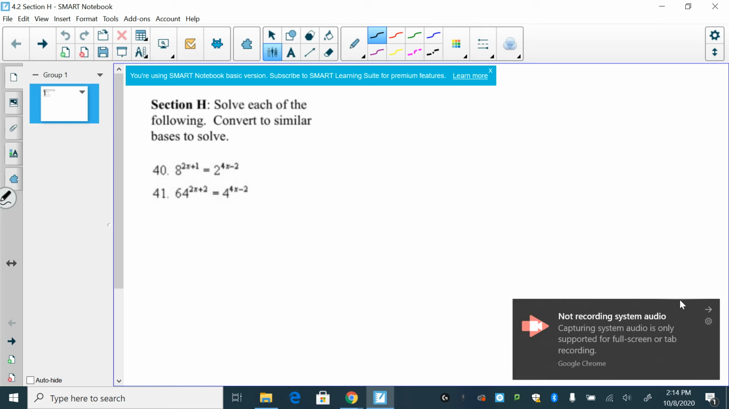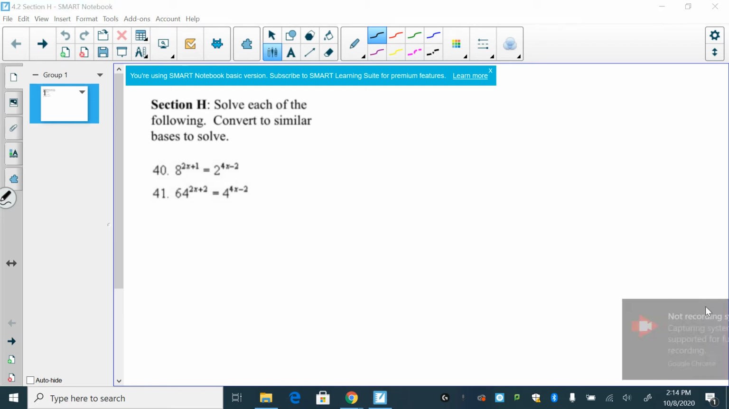Solve each of the following, convert to the bases to solve. So we need the bases to be exactly the same. So it's like what we just did in G, except they're a little bit bigger. So I'm going to do a 41.